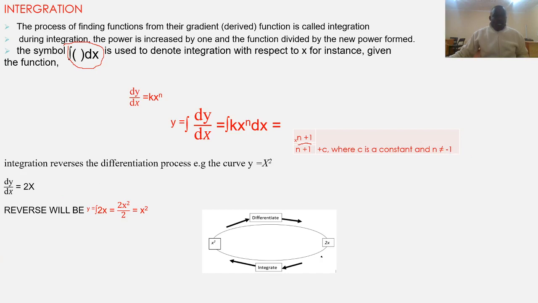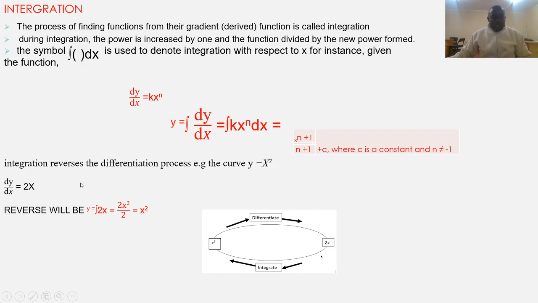So you realize that integration is just a reverse of differentiation. An example is a curve y equals x squared. We differentiate this with respect to x, that is dy over dx. Differentiation, the power multiplies into the coefficient of x and then reduces by 1. So the power 2 will multiply here to be 2x power of 2 minus 1. So it will remain as 2x. So the differentiation of x squared becomes 2x.